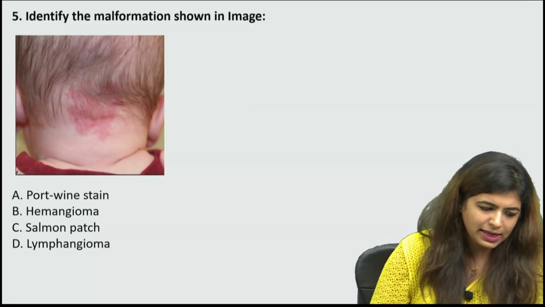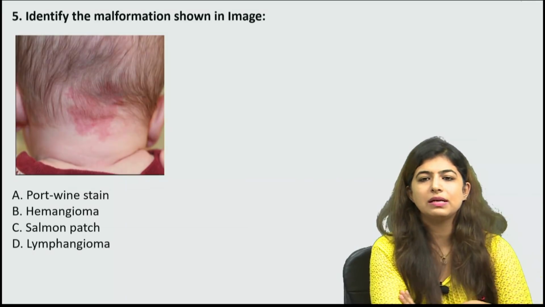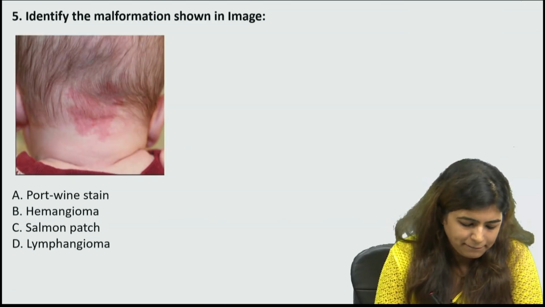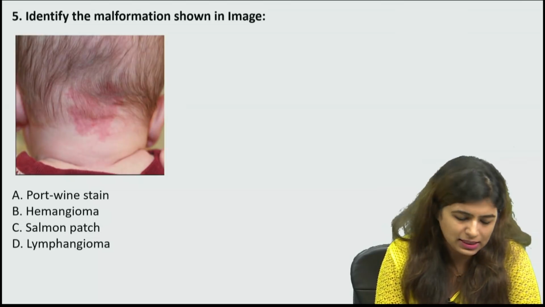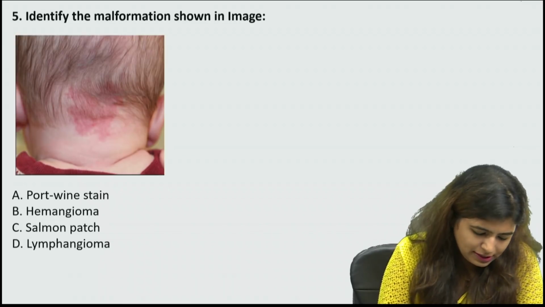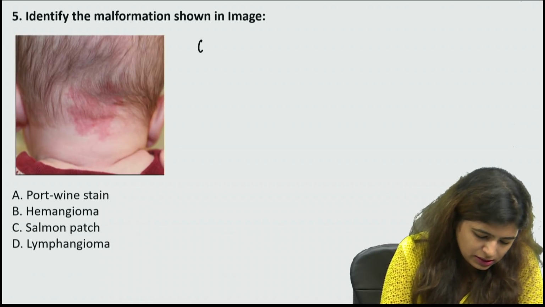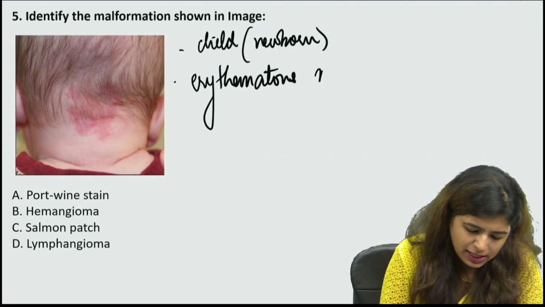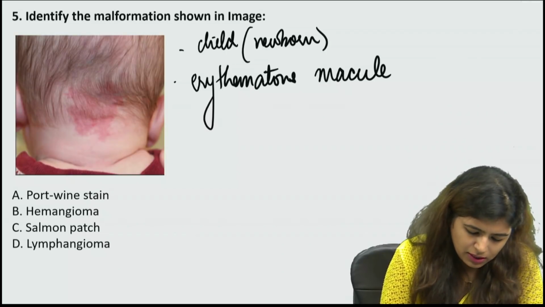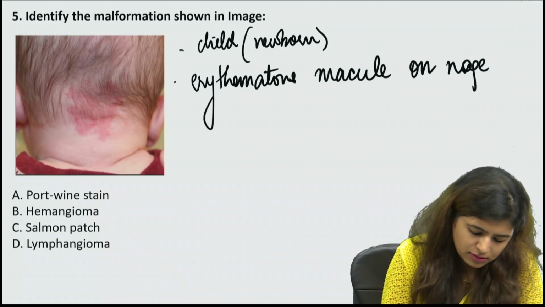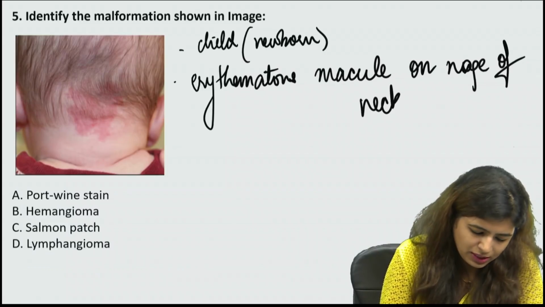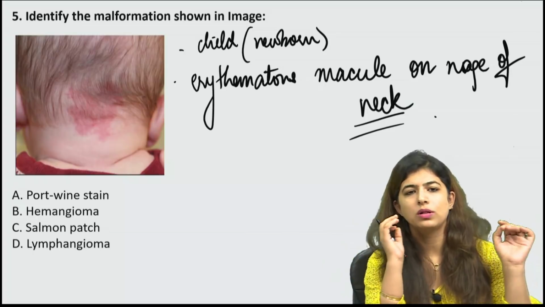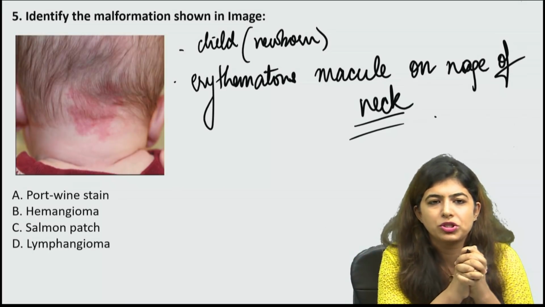So moving on to the next question. See what this image is telling us. Again, there is no hint in the text. Let us see what it is. It is a child, could be a newborn, who has an erythematous, mostly a macule. It doesn't look raised. Macule on the nape of the neck. So this is all that is given in the option here.